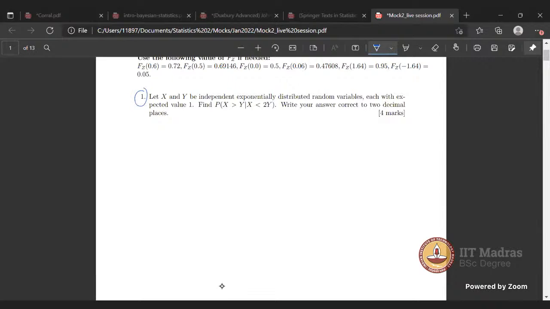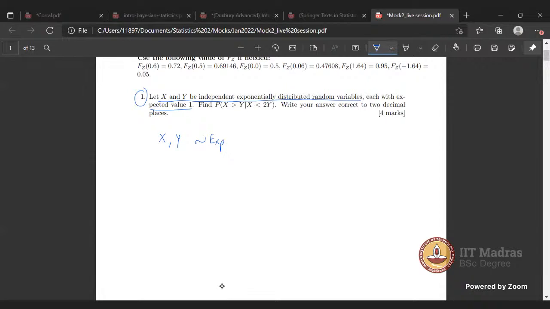So the first question that we have here is, let x and y be independent, exponentially distributed random variables. So the first information that we have is two random variables x and y, and they both are exponentially distributed, each with expected value 1.